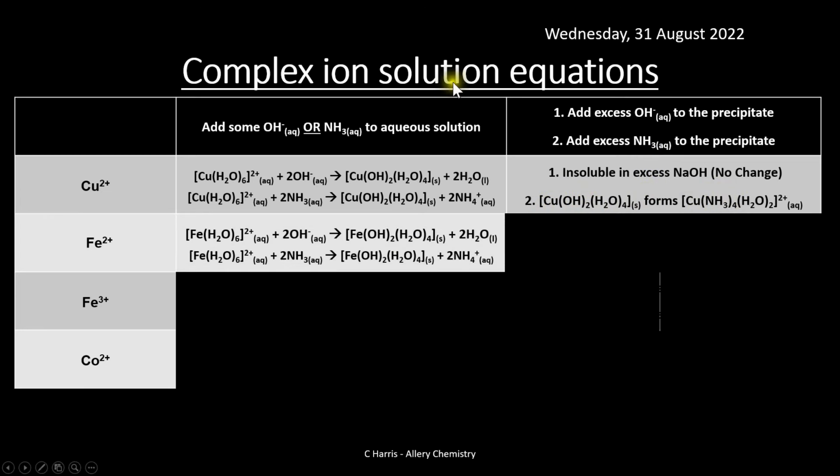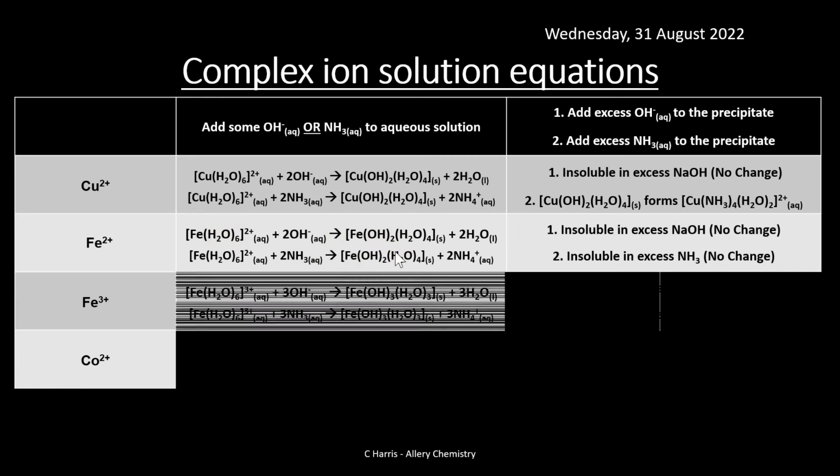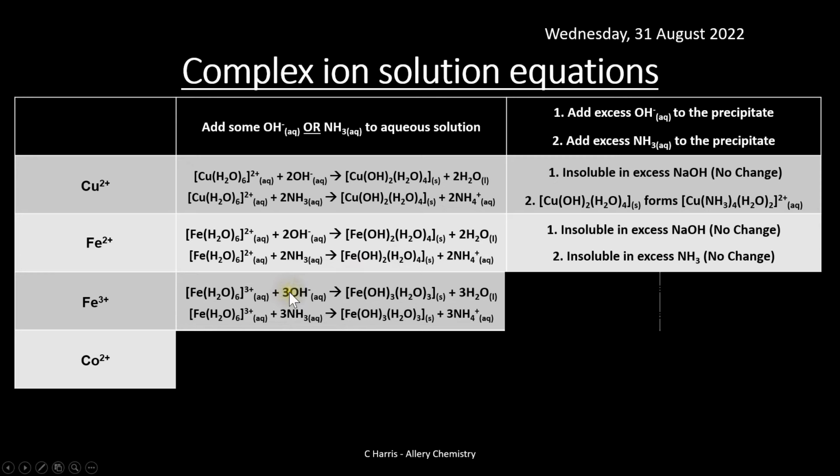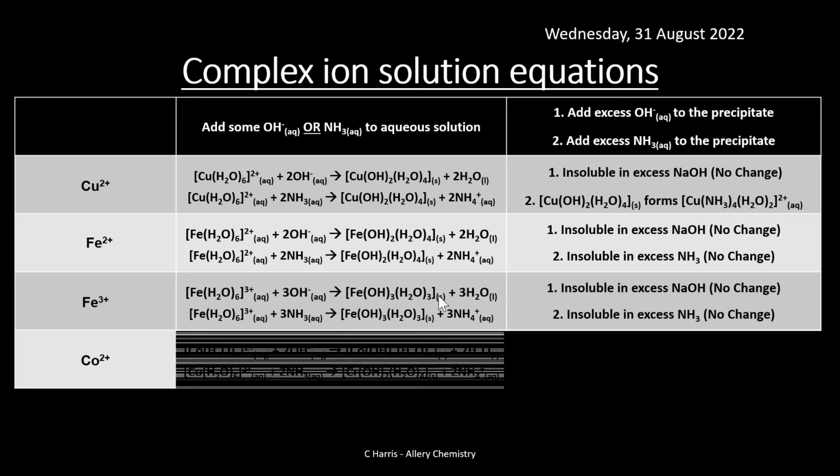Now with iron, we add a small amount of hydroxide, a small amount of ammonia, and these are the reactions here. So we are substituting, taking 2 protons from here to form OH2. Same with the ammonia. And if we add excess, they're insoluble for both, so there's no change. Iron 3+, again, a small amount will produce a solid precipitate, as we can see there. So that's the small amounts. And they're insoluble for both of them at the other end.